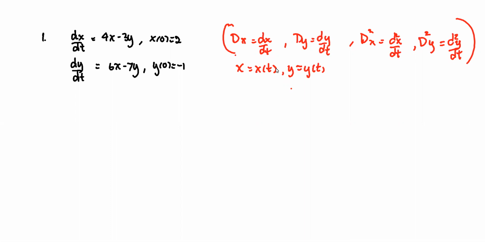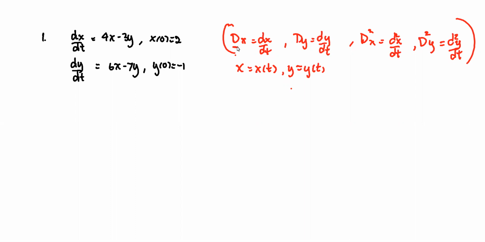In this example, we have the system of differential equations dx/dt equals 4x minus 3y and dy/dt equals 6x minus 7y, with initial conditions x(0) equals 2 and y(0) equals negative 1. Recall x and y are functions of t. We call x and y the dependent variables and t the independent variable. The capital D operator represents the derivative. The capital Dx is dx/dt, the derivative of x with respect to t, same as capital Dy is dy/dt, the first derivative of y with respect to t.